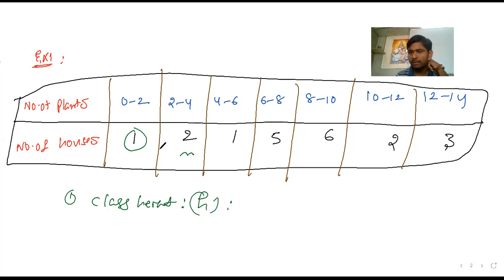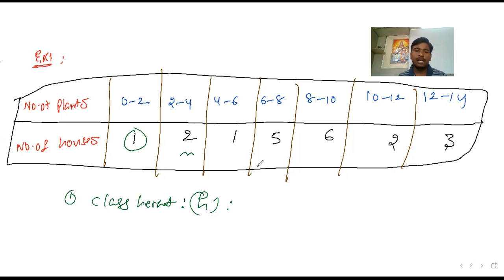I think it is a little bit clear. There are a number of houses, and in each house you check the different plants. For 0 to 2 plants, we count how many houses there are: one. Then for 2 to 4 plants, how many houses are available: 2. This is the number of houses.